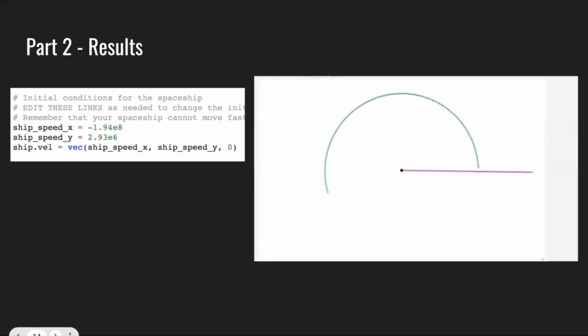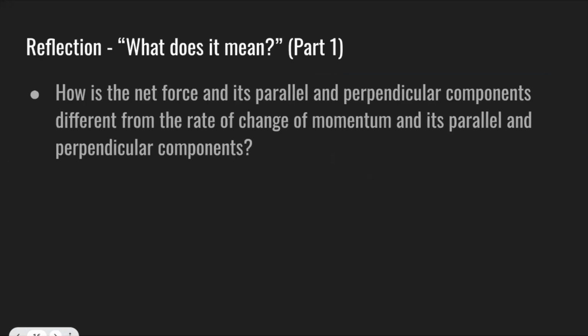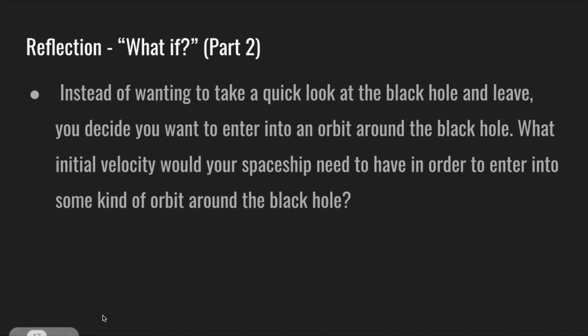So if we move to the reflection, first let's consider, what does this mean? How is the net force and its parallel and perpendicular components different from the rate of change of momentum in its parallel and perpendicular components? If you go back to the introduction, I stated that the change in momentum over change in time is equal to the net force. In part one, we were concluding that the net force was equal to the net force of the parallel component plus the net force of the perpendicular component. So therefore, we're just deducing the fact that they are actually equal to each other.